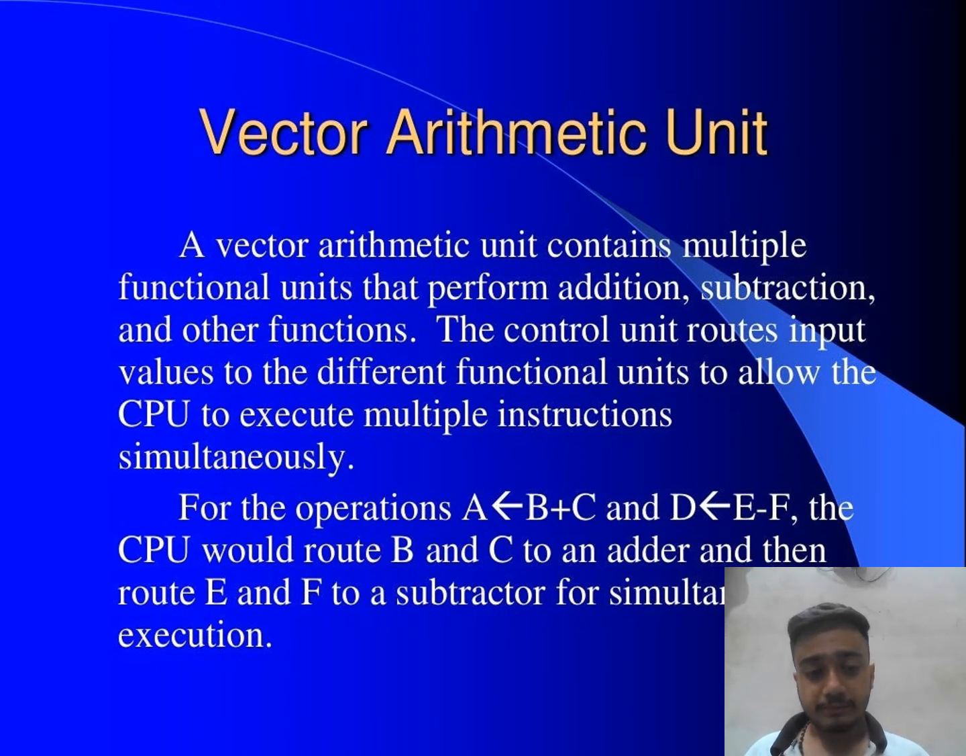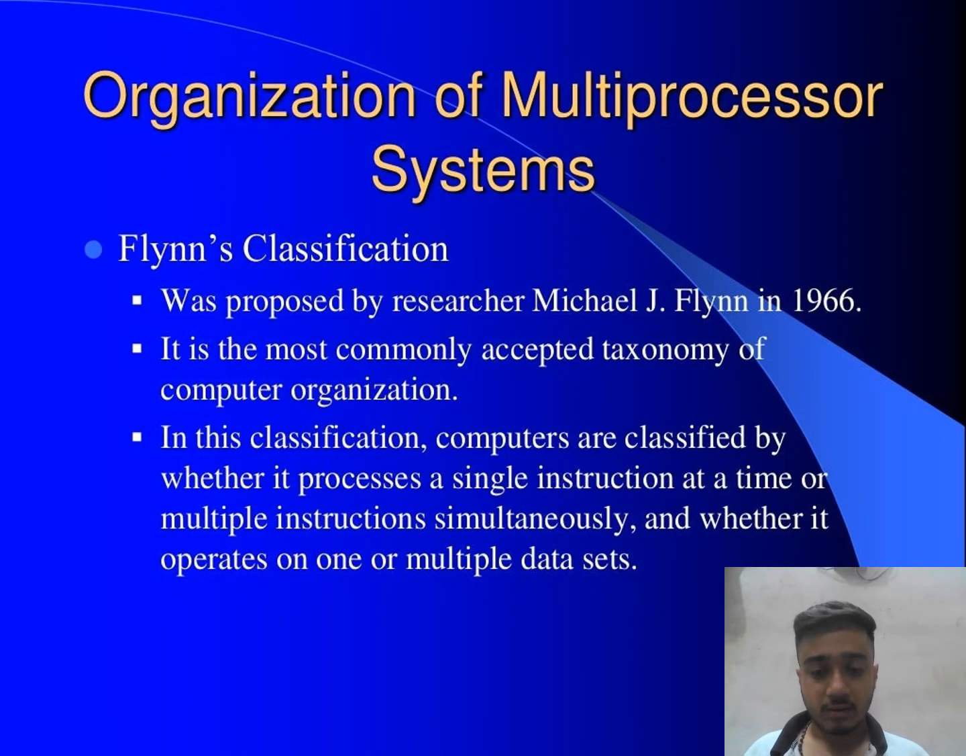Vector arithmetic unit. A vector arithmetic unit contains multiple functional units that perform addition, subtraction, and other functions. The control unit routes input values to the different functional units to allow the CPU to execute multiple instructions simultaneously. For the operations A = B + C and D = E - F, the CPU would route B and C to an adder and then route E and F to a subtractor for simultaneous execution.